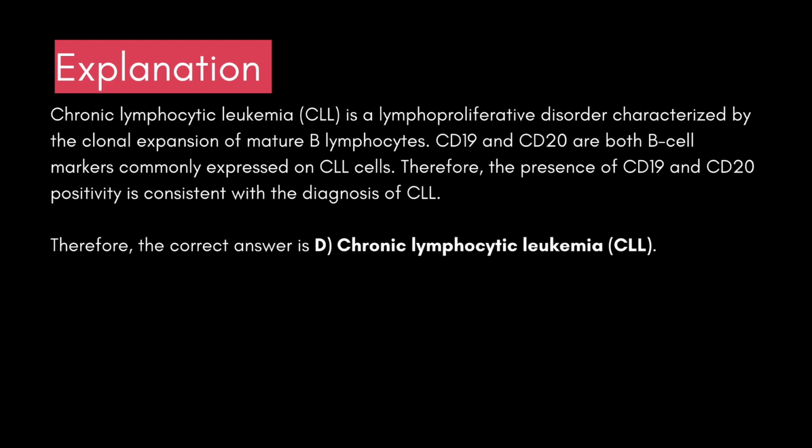Chronic lymphocytic leukemia is a lymphoproliferative disorder characterized by the clonal expansion of mature B lymphocytes. CD19 and CD20 are both B cell markers commonly expressed on CLL cells. Therefore, the presence of CD19 and CD20 positivity is consistent with the diagnosis of CLL. The correct answer is D, chronic lymphocytic leukemia, CLL. Let's go ahead and see why the other answer choices are incorrect.